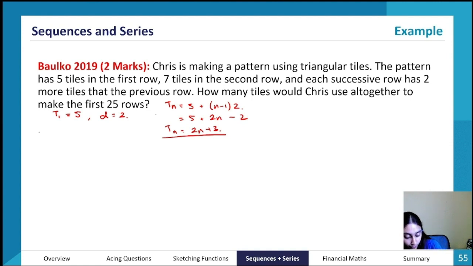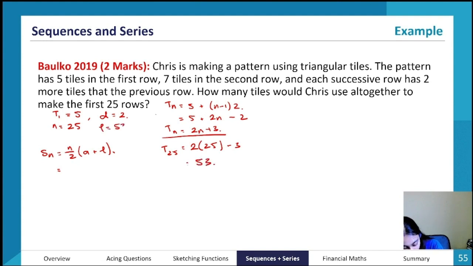Okay, now we'll do the sum of 25. So there's 2 ways that you could do the sum of 25. It could be first doing this and then doing the first equation, which is Sn is equal to n on 2 times A plus L. My personal favorite, but you'll need to know how to use both equations. So let's check all our variables. So n is equal to 25. We don't have L though, so we'll need to use this equation to find L. So T25 will be equal to 2 times 25 plus 3, which will be 53. Okay, so L is equal to 53.